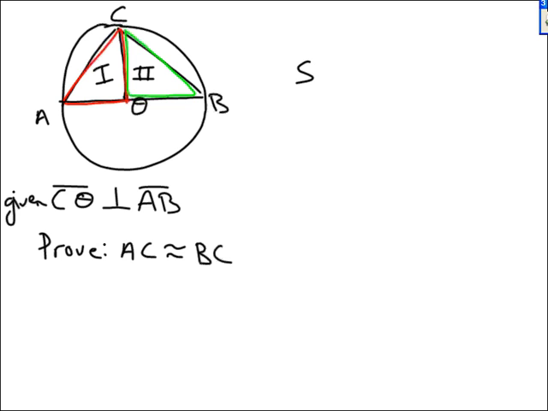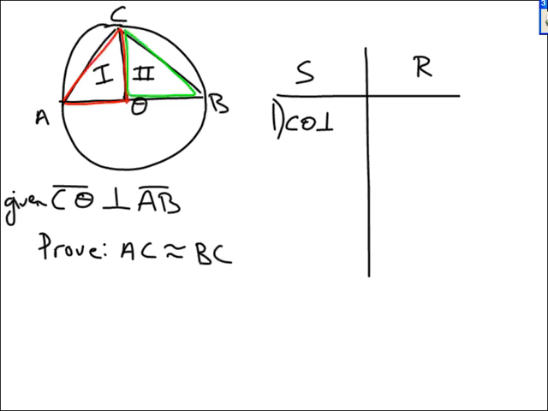So you have the statements and the reasons. And like always, the first statement is going to be what's given. CO and AB are perpendicular. Given. Well, what that tells us is that those two angles are equal. That tells us that those two angles are equal.